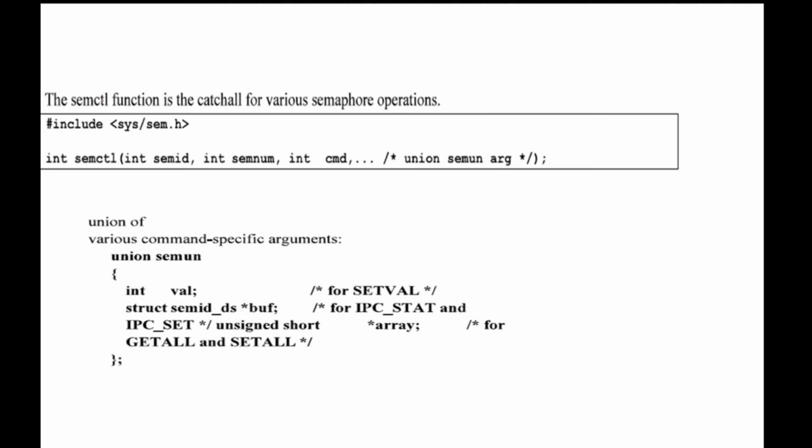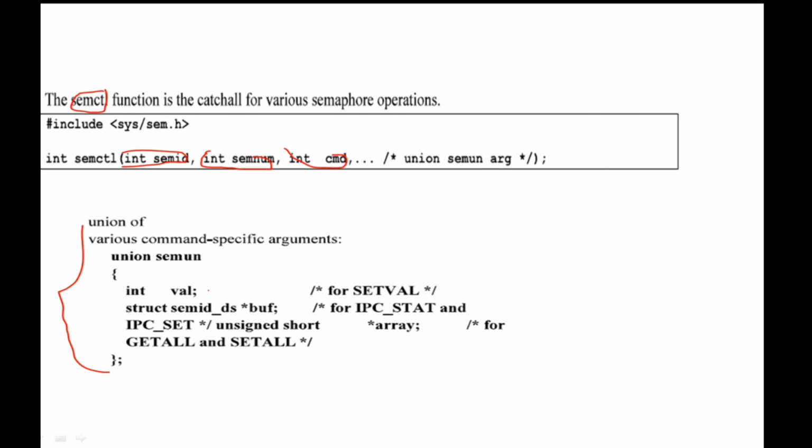The next one will be semctl. This is the function which is going to catch all for various semaphore operations. Here, semid you are going to pass as the parameter, then semnum, then the command. Then union semun you are going to pass. Just see how the union will be defined.